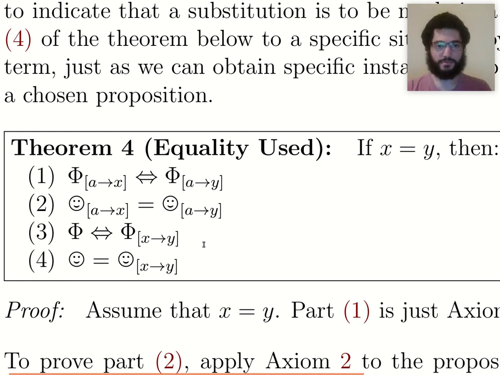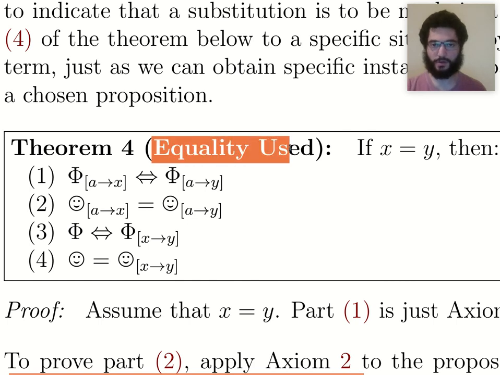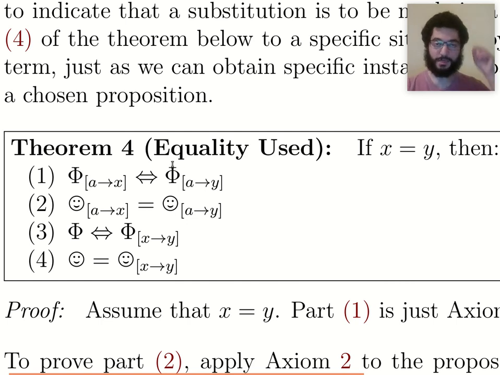We have done it in the notes and made it available for you to use here in Theorem 4. So Theorem 4, Axiom 2 is called equality used, and so is Theorem 4. But Theorem 4 is giving you more options and allowing you to skip some of those roundabout steps we had to take. So Theorem 4 has an overall assumption.